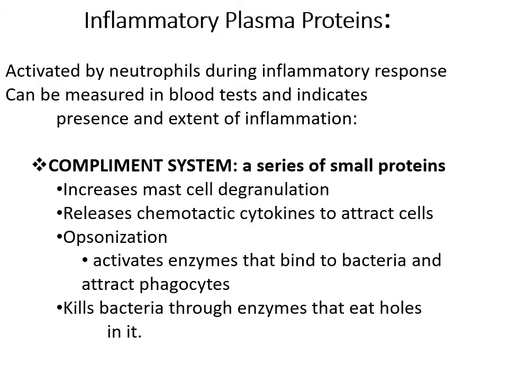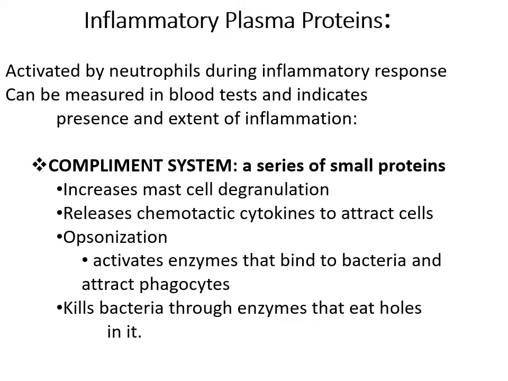Okay, so let's talk about inflammatory plasma proteins. And we've already mentioned and spoken about many of these. So increased clotting factors, increased inflammation markers such as ESR and CRP that we can measure in blood tests that indicate the presence and the extent of inflammation, depending on how high these markers are. Okay, and let's just talk a bit about some of these systems that are just plasma proteins, and they're all produced in the liver in the setting of inflammation.